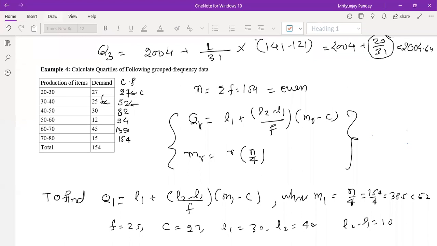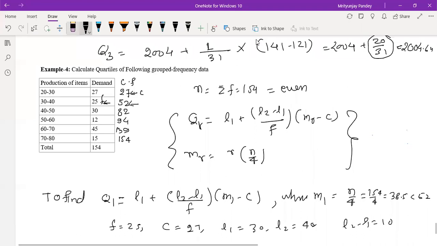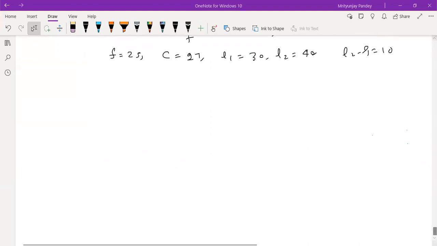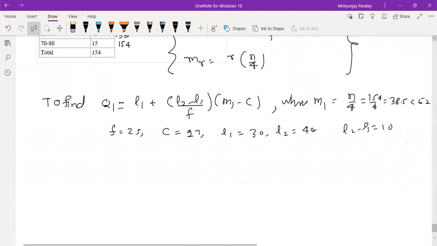Understood? Now substitute all values in the formula of Q1, then we will get the value of Q1. Similarly, you have to find Q2 and Q3. Okay, yes, try to solve. Sir, my answer for the value of Q2 is 41.4. Okay, yes. So now I will cross verify your answer.